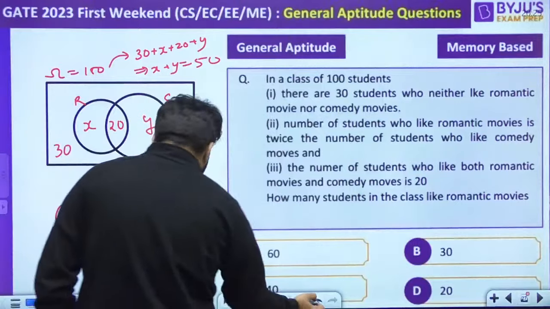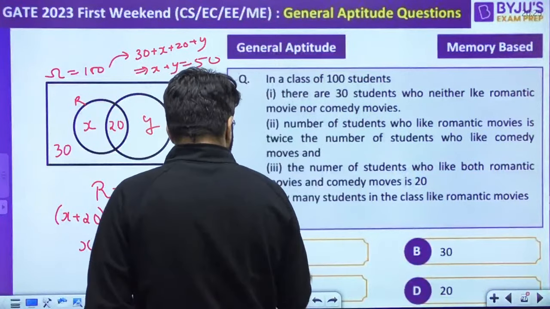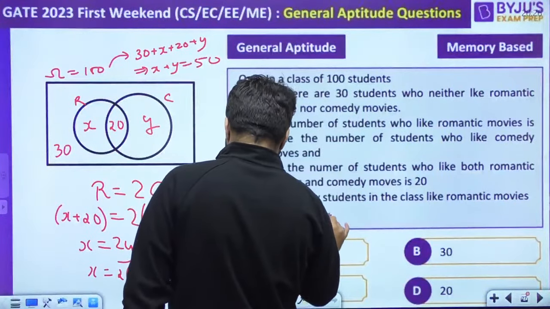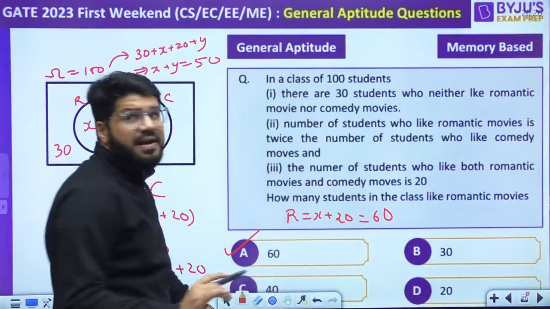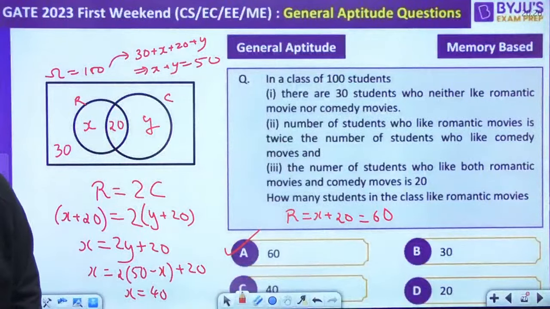So the value of x will be 40. And if x is 40, what is the other one? It is x plus 20, so that is going to be 60 in the answer. Option is A. Simple Venn diagram based question.